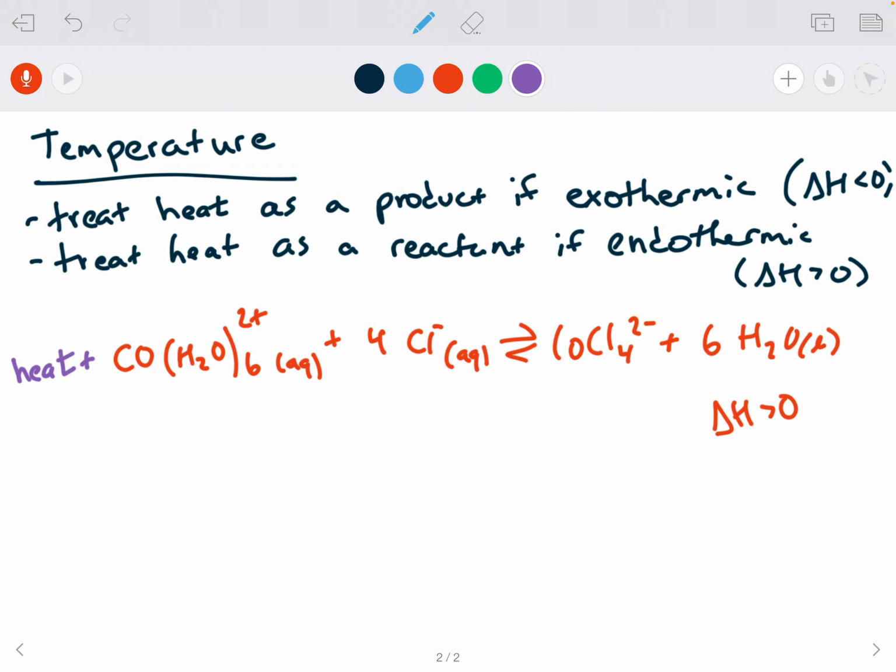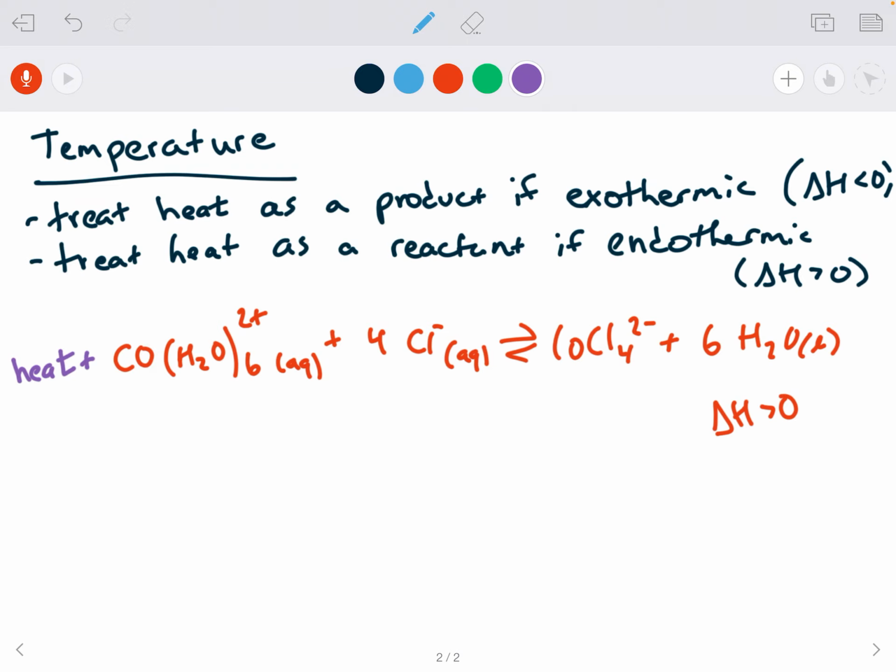So when a reaction is endothermic, it's not releasing heat, so heat's not a product, it's absorbing heat, meaning heat is a reactant. So I put heat in the reactant column, and then that means if I increase the heat, equilibrium will shift towards the products. And if I decrease the heat and take some away, it'll shift towards the reactants. If it's an exothermic reaction, it would be the opposite. If I increase the heat in an exothermic reaction, it will shift towards the reactants. And if I decrease the heat in an exothermic reaction, it shifts towards the products.